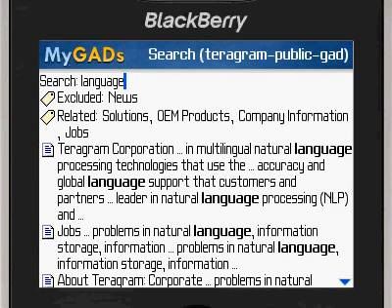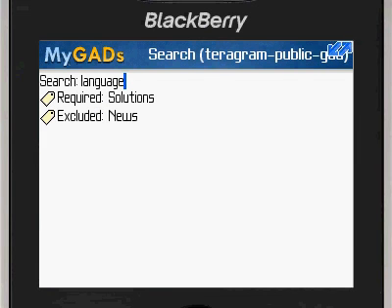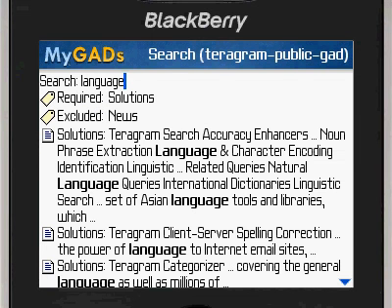Now there are fewer matching pages, but the results are still not as focused as we'd like. Let's restrict our search to Teragram's language solutions. Only 3 results. That's much more manageable. Click on a page to view it.